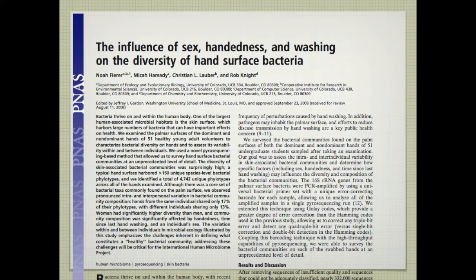Lighting is terrible. Is it this thing? There we go. How many of you guys know this artist? MC Escher. He's my favorite.